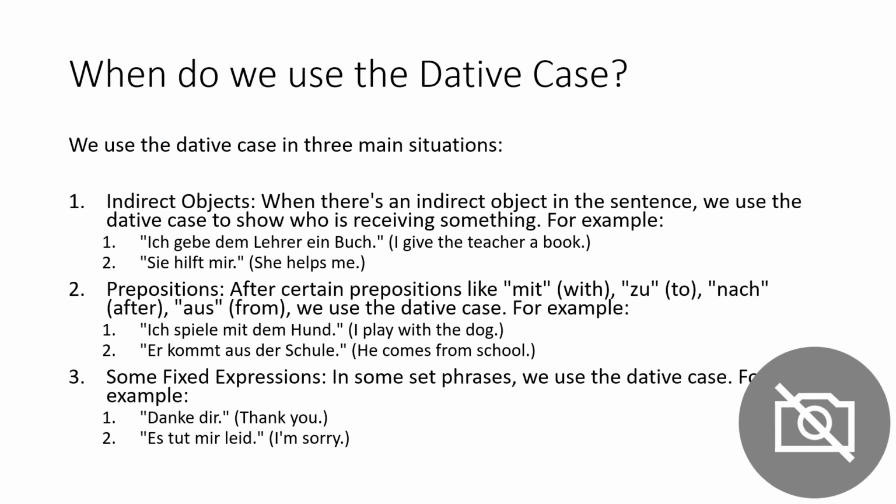Now, you will usually face 3 scenarios where you need to use dative, or where you will see people using dative. The first scenario is in case of indirect objects. Let us say you want to say in English, I am giving you a book, or I give you a book. And then in German, you will say, ich gebe ein Buch.